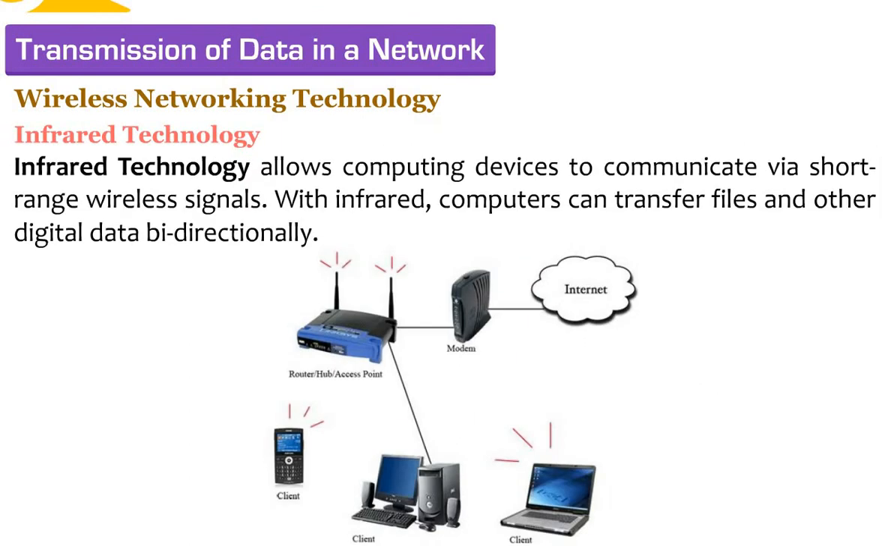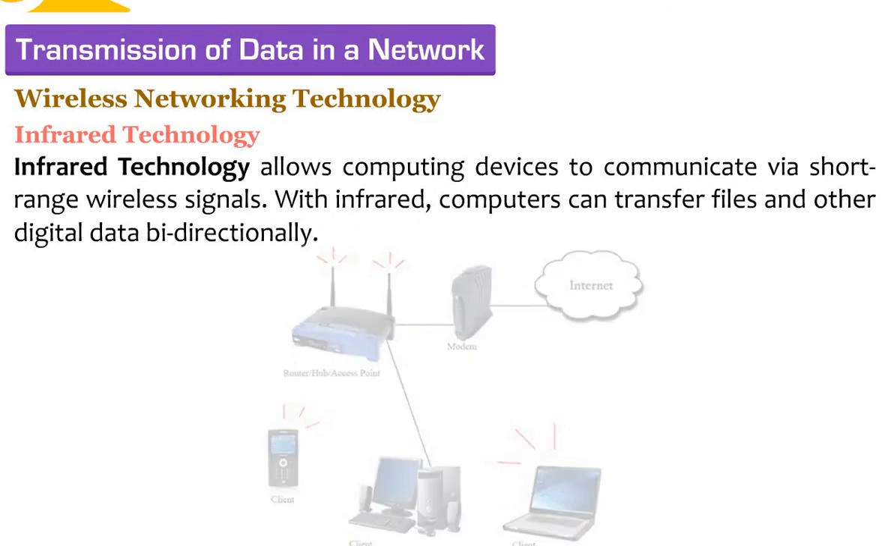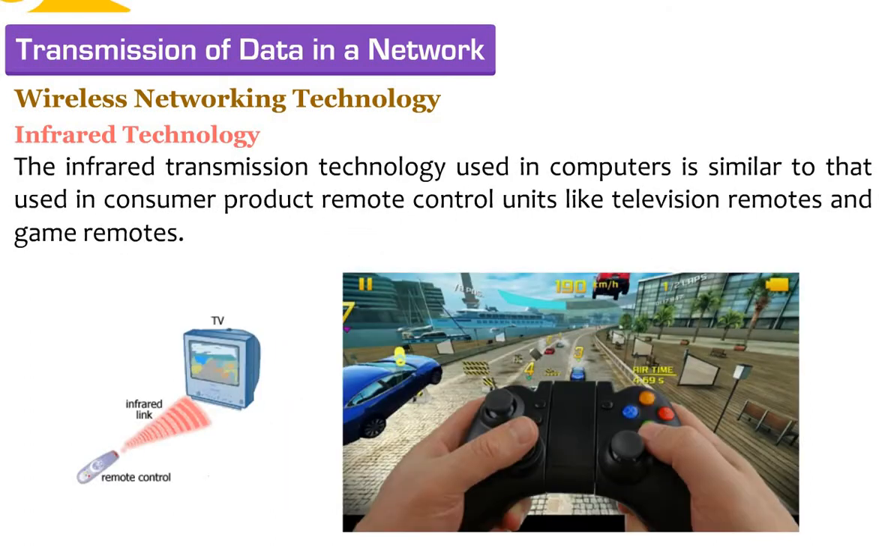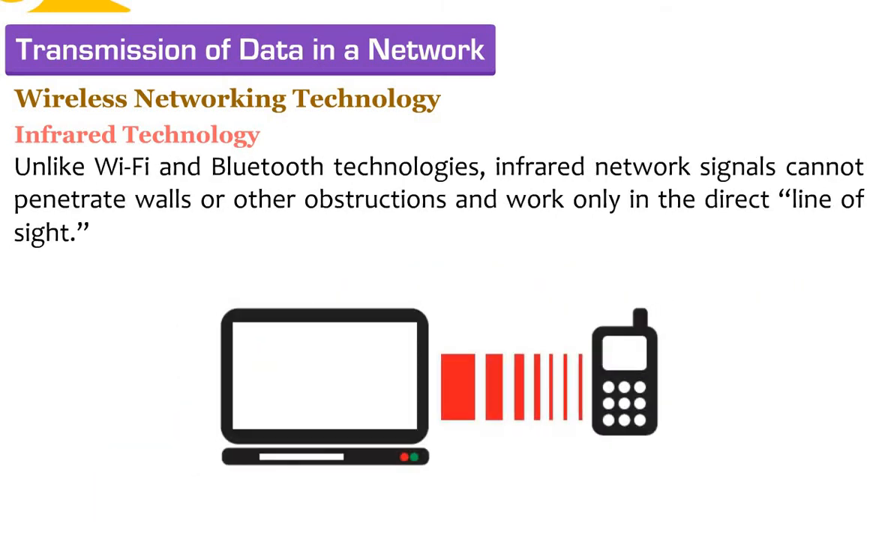Infrared technology. Infrared technology allows computing devices to communicate via short-range wireless signals. With infrared, computers can transfer files and other digital data bidirectionally. The infrared transmission technology used in computers is similar to that used in consumer product remote control units like television remotes and game remotes. Unlike Wi-Fi and Bluetooth technologies, infrared network signals cannot penetrate walls or other obstructions and work only in the direct line of sight.